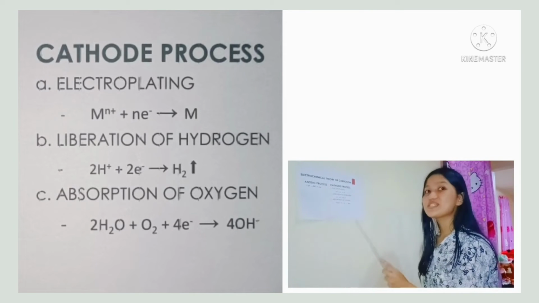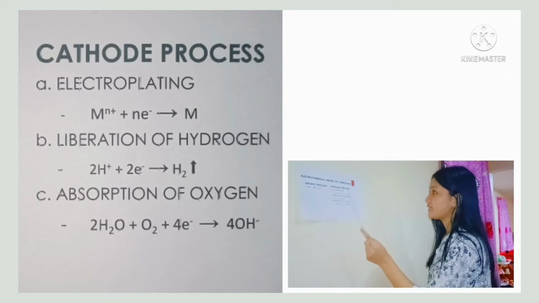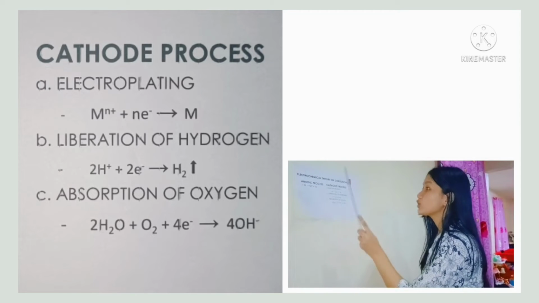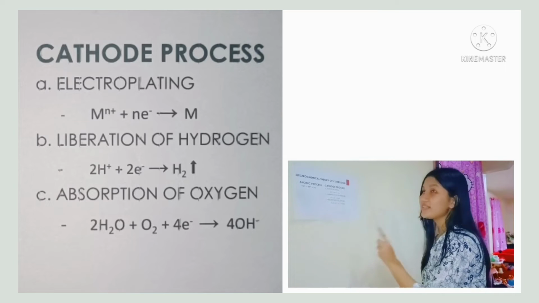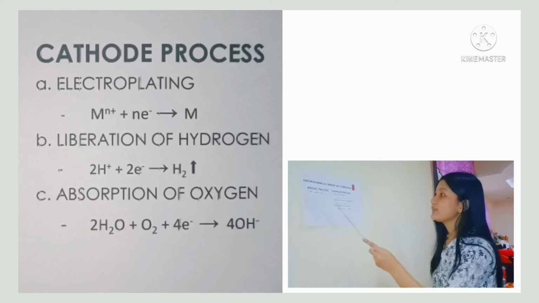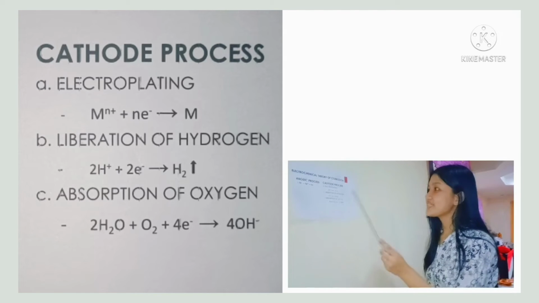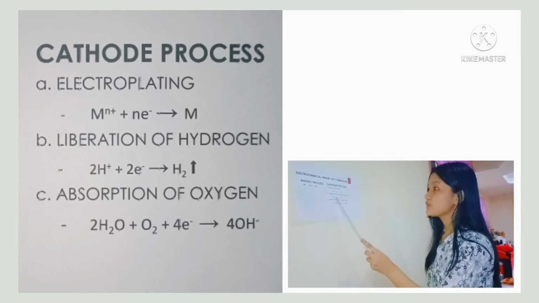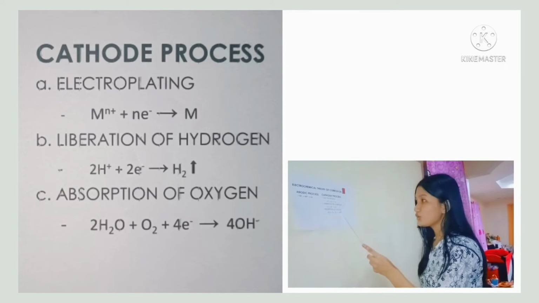In the cathode process, there will be three reactions taking place. The first one is electroplating. In electroplating, the metal cation which we have generated will consume electrons to convert into metal. Next is the liberation of hydrogen. The liberation of hydrogen usually takes place in acidic mediums. So this 2H+ will consume electrons to convert itself into H2.